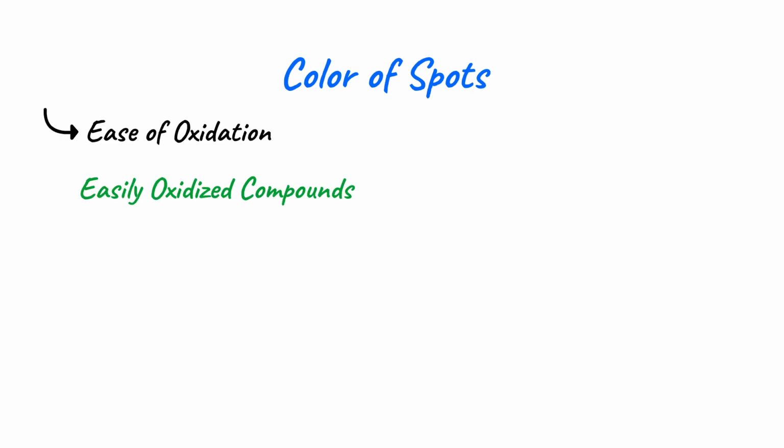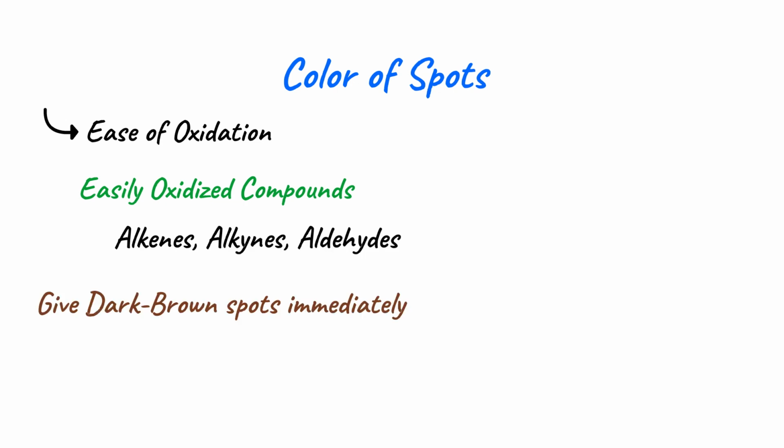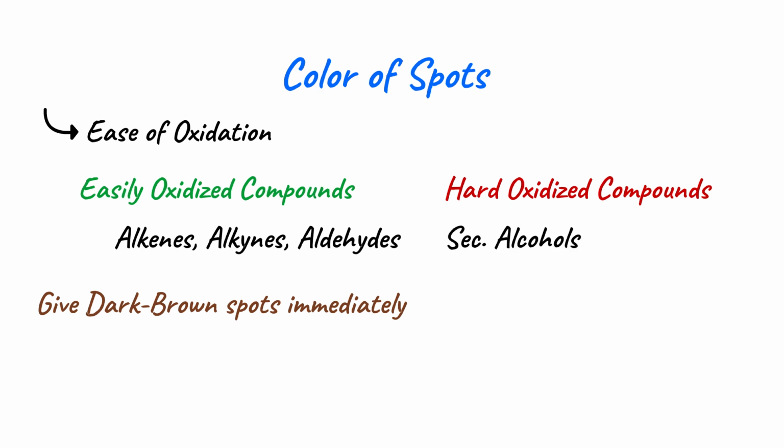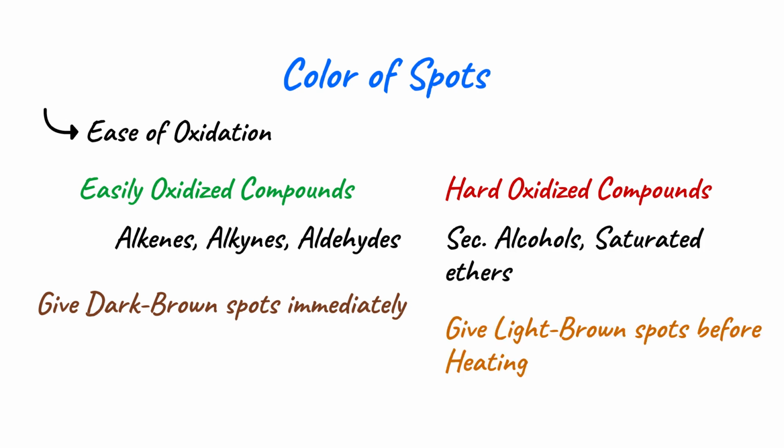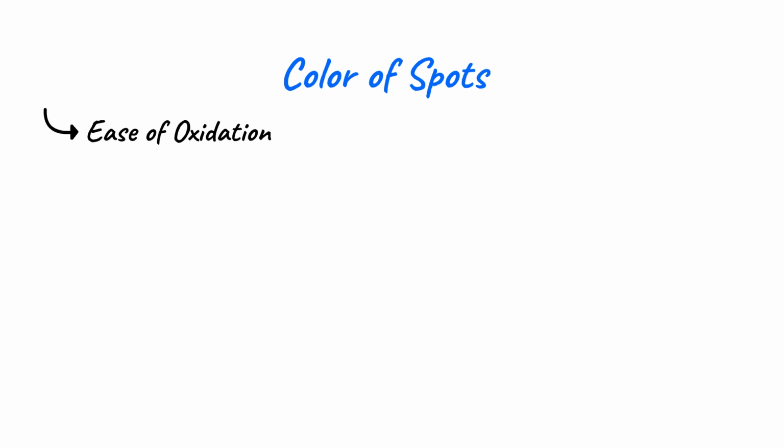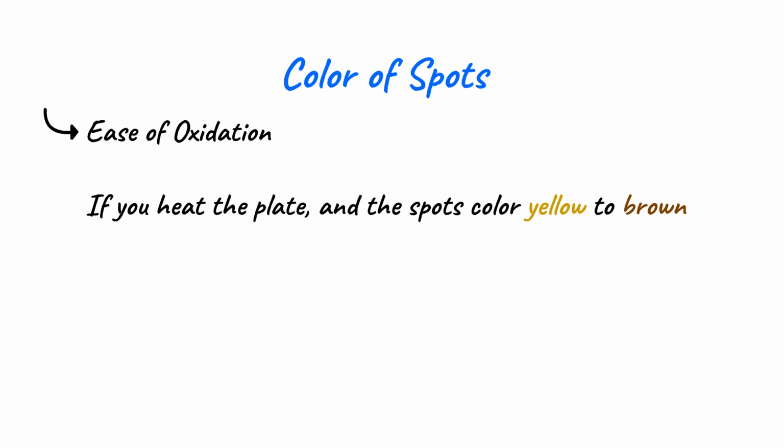The color of the spot tells you about the ease of the oxidation. Easily oxidized compounds like alkenes, alkynes, and aldehydes give an immediate dark brown spot. Harder to oxidize compounds like secondary alcohols and saturated ethers give lighter yellow or pale spots, especially before heating. If you heat the plate and spots go from yellow to brown, your compounds are oxidizing slowly. That tells you something about their reactivity.